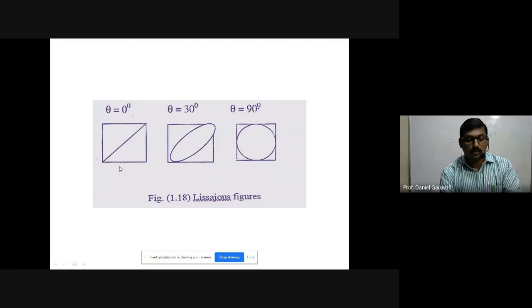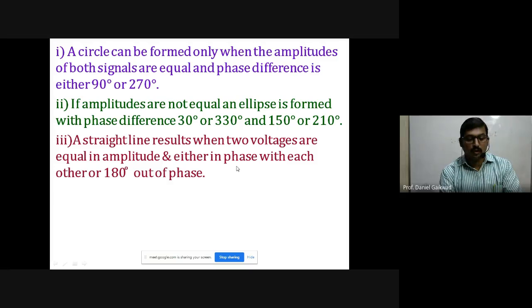Suppose we have in phase, that is 0 degrees. The line is inclined in one direction, this is one diagonal, and here is another diagonal line in the opposite direction. Like this we have the inclined line when the phase is, suppose, 180 degrees. So we have either the same phase, that is 0 degree phase difference, or 180 degrees out of phase. That is for a straight line.